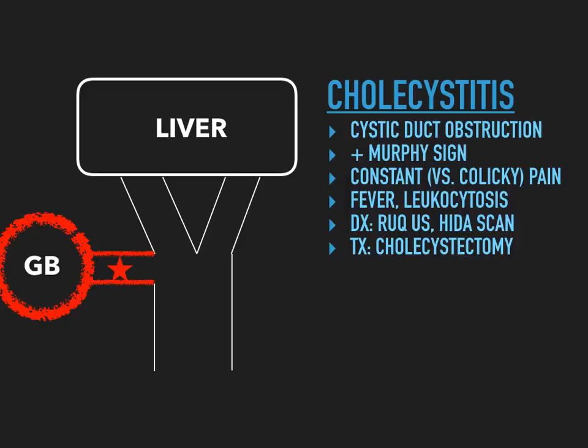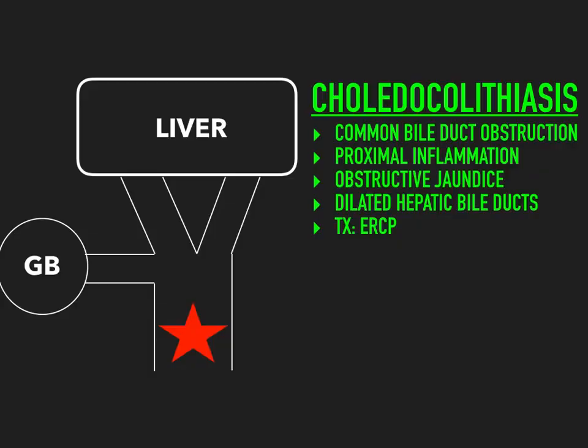Now, let's go on to the next pathology here, choledocolithiasis. So let's say that the stone that was in cholecystitis went a little bit further, and this time got lodged in the common bile duct. That's what we have here.